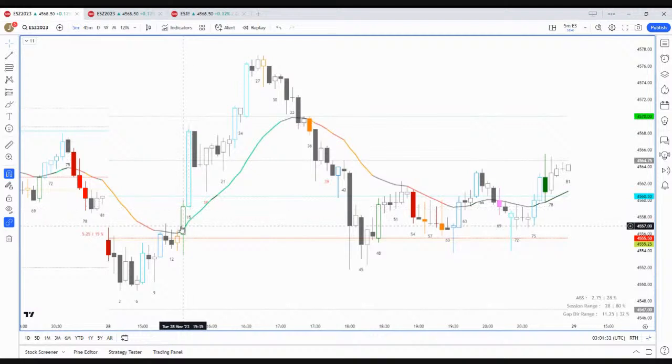So James, if you don't mind me asking, can you explain what a z-score is for those listening? Yeah, so a z-score is basically a statistical measurement. It's basically a standardized or normalized standard distribution.